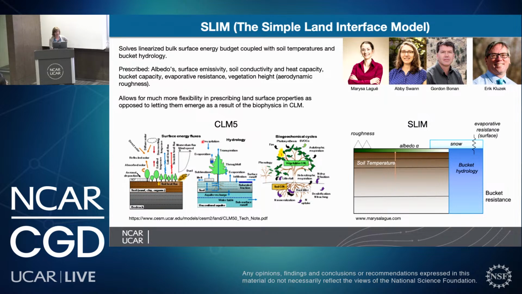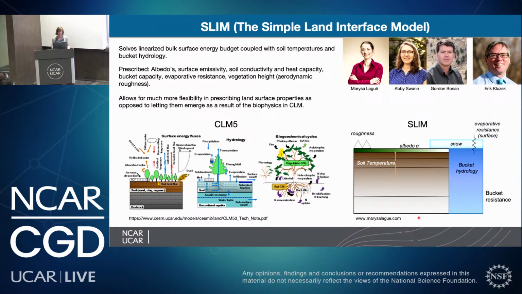CLM5, if you haven't learned about it already, you will. It's very complex. There are many different processes that go into CLM, and many of the features of CLM are emergent from these processes. So things like the leaf biomass or the albedo or the roughness, they're not things you specify in CLM necessarily. They emerge as a result of CLM's interaction with the climate. That can make it hard to do idealized experiments where you say you want to change the albedo over a region and see how the planet responds. That can be difficult to do in CLM.